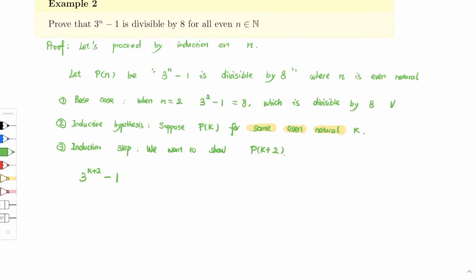So this equals 3 to the k times 3 to the 2 minus 1. Basically, I just wrote out the exponent, and 3 squared is 9, so that's 9 times 3 to the k minus 1. We can write 9 as 8 plus 1.